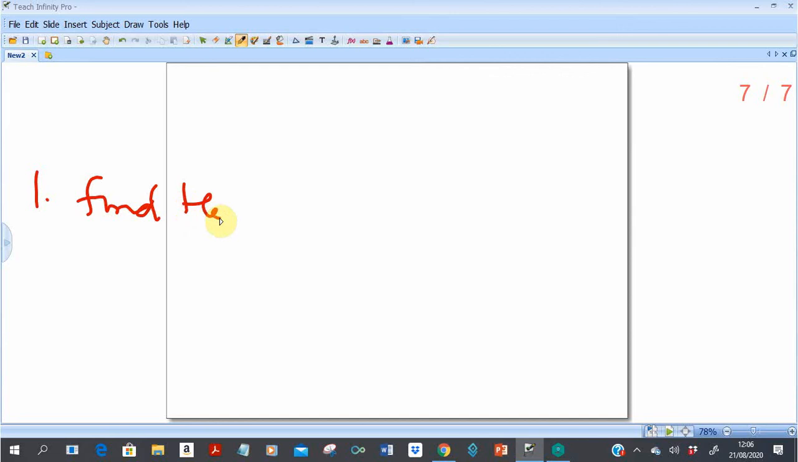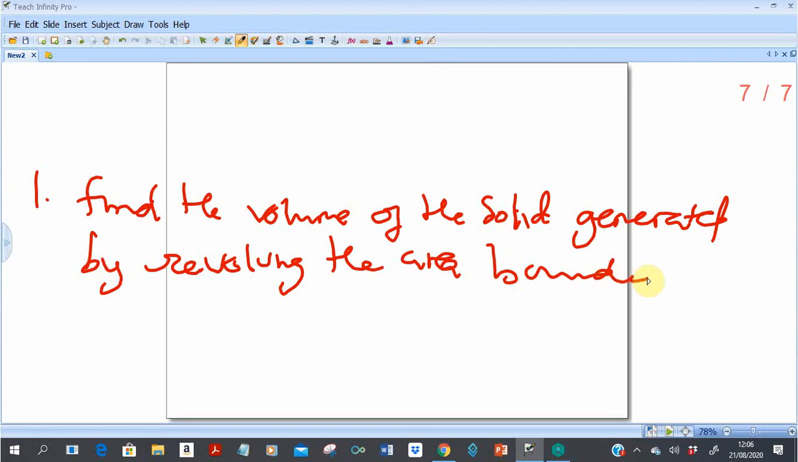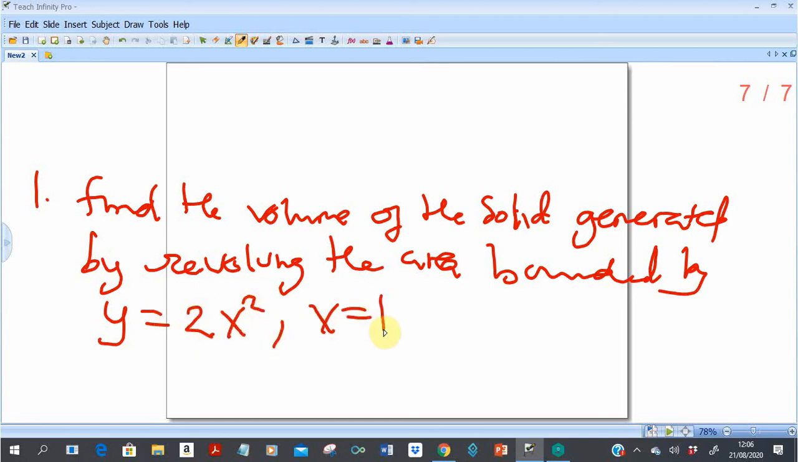Find the volume of the solid generated by revolving the area bounded by y is equals to 2x squared, x is equals to 1, and y is equals to 0 about the x-axis.